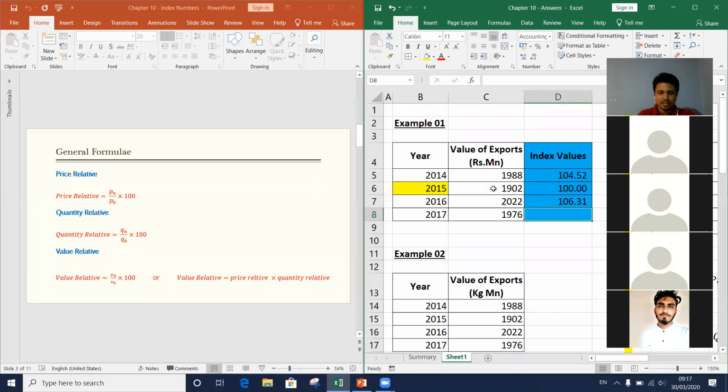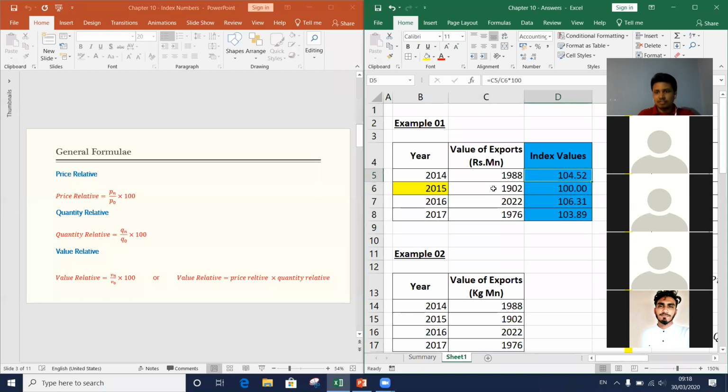6.31. Right. In 2013, the current year value is 1976. Divide by the base year price 1902 into 100. 103.89. Right? That is how we can calculate indices, index values.